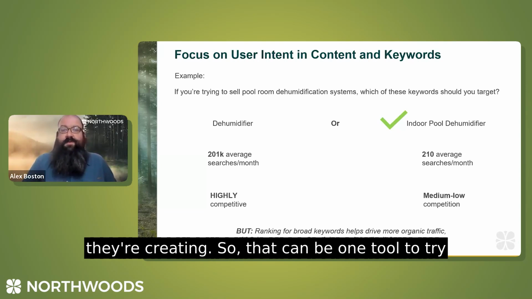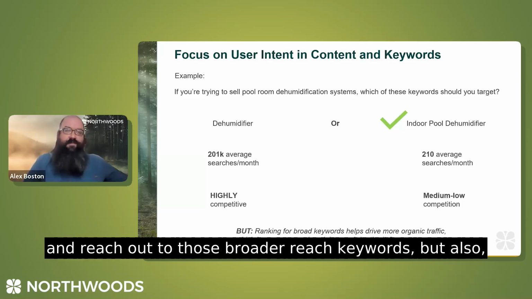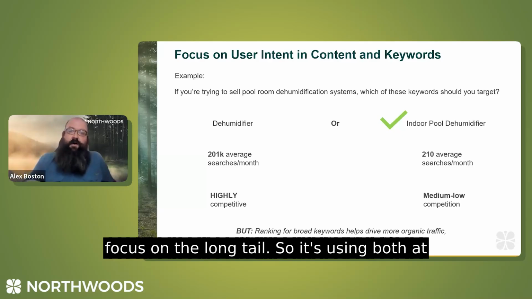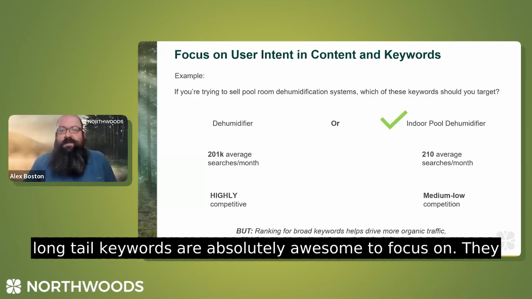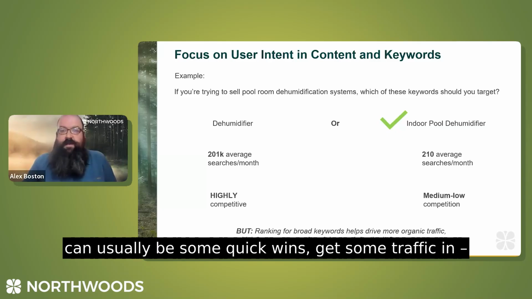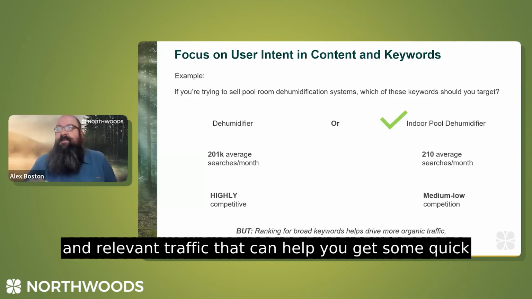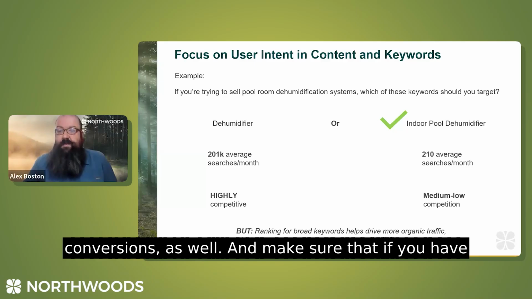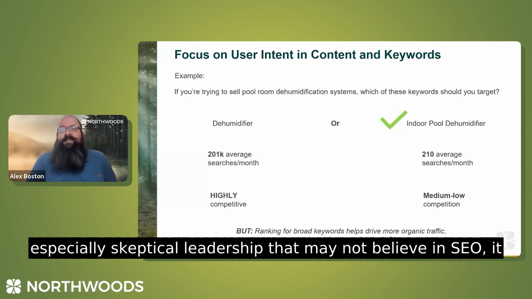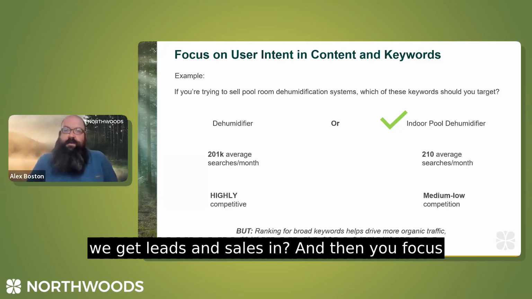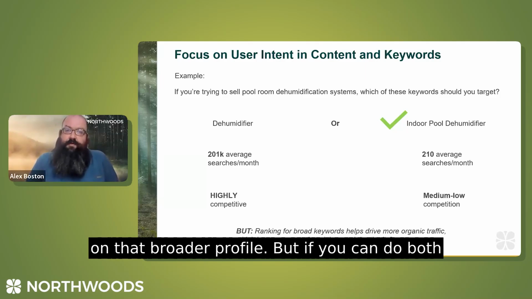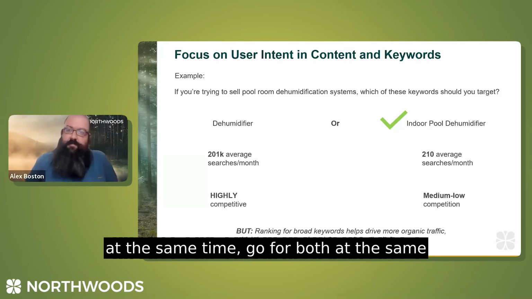So that can be one tool to try and reach out to those broader reach keywords, but also focus on the long tail. So it's kind of using both at the same time. But when I'm just getting started, those long tail keywords are absolutely awesome to focus on. They can usually be some quick wins, get some relevant traffic in, and that can help you get some quick conversions as well. Especially if you have a skeptical leadership that may not believe in SEO, it can be beneficial to start driving immediately towards how do we get leads and sales in. And then you focus on that broader profile. But if you can do both at the same time, go for both at the same time.